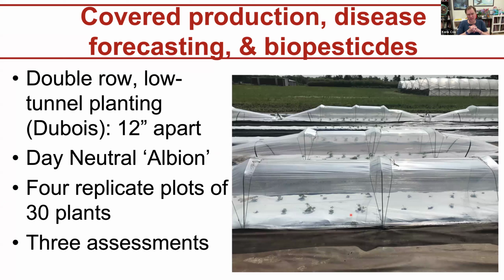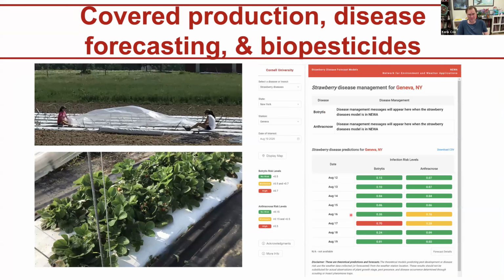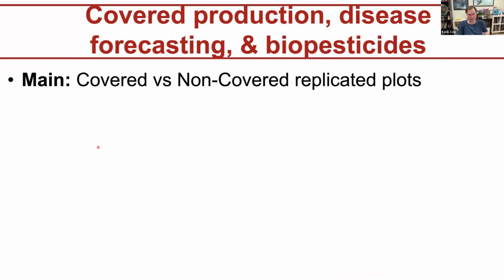So we did a bunch of studies. We did 3 prior. We're doing 3 now. We like these double row, low tunnel plantings, 12 inches apart. We did this later in the season with day neutral strawberries. And we have 4 replicate plots of 30 plants. We do a bunch of assessments. And in this, one of the first factors we'll be looking at is the strawberry disease model that's present in NEWA. It will predict for botrytis and anthracnose, and you can see my team setting up these little plots there.